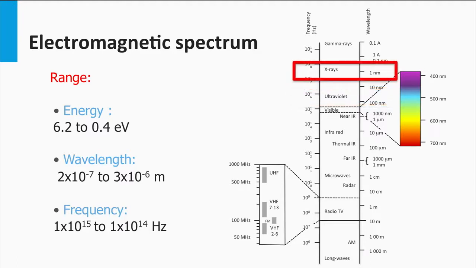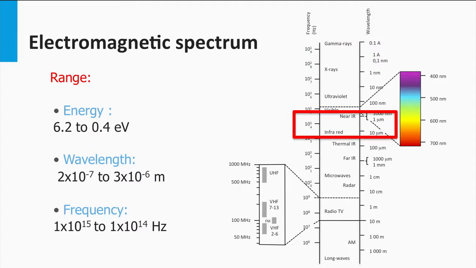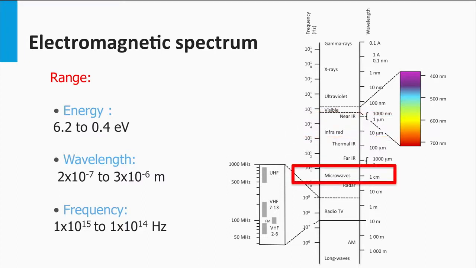Going to higher energies, we arrive at the X-rays, which have wavelengths of around 1 nanometer, and gamma rays, which have wavelengths of 0.1 nanometer. On the low energetic side of the visible spectrum we find the near-infrared and the infrared light, which has wavelengths of around 1 micron and 10 microns respectively. Microwaves are electromagnetic waves with wavelengths in the order of centimeters.